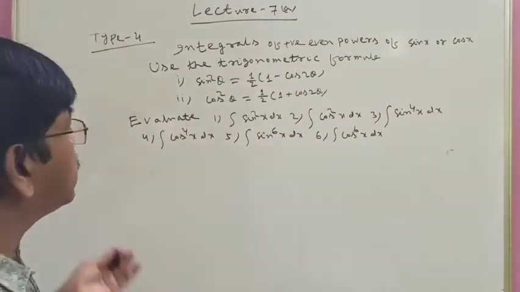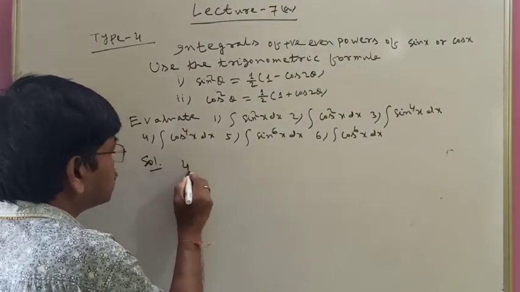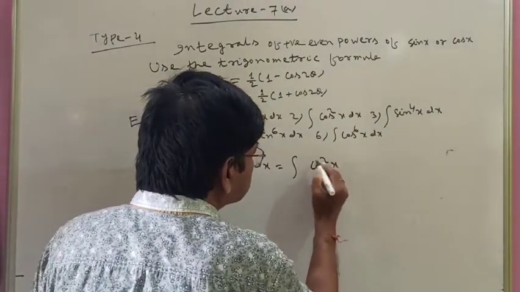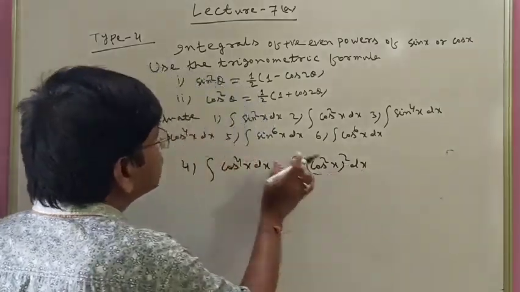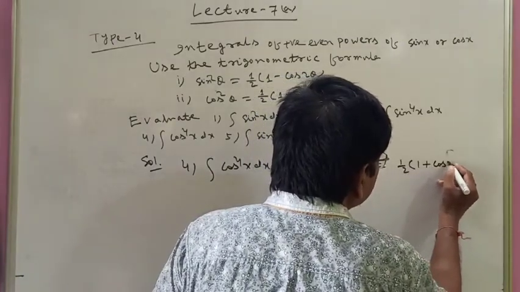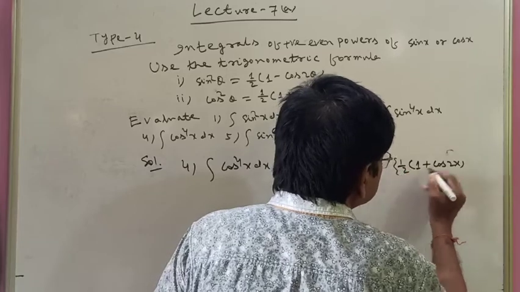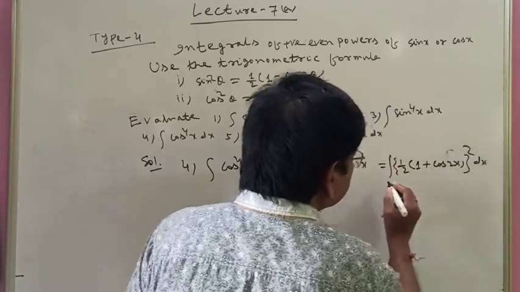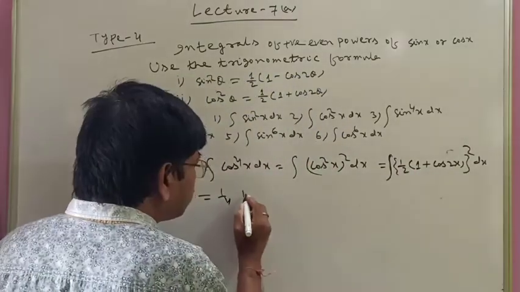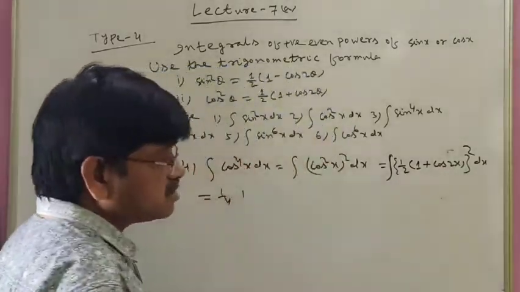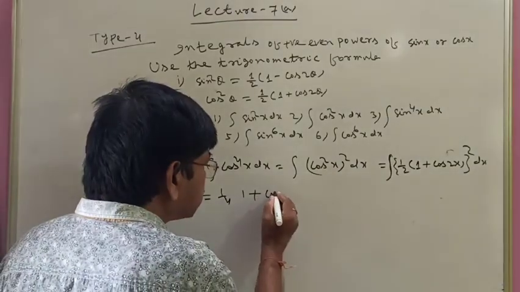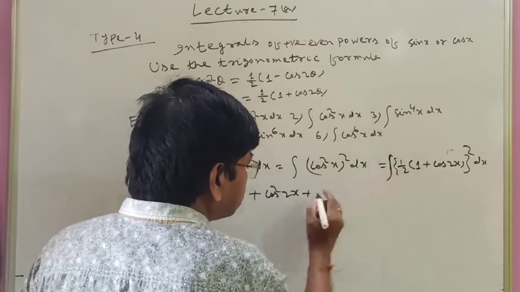The question is the integration of cos to the power 4x. This you can write as the integration of cos square x whole square. And what is cos square theta? The formula is half into 1 plus cos 2 theta, so this will be half into 1 plus cos 2x, whole square. Then 1 by 2 whole square is 1 by 4. Then the integration of 1 plus cos 2x whole square. You expand that; you know a plus b whole square is a square plus b square plus 2ab. So it is 1 plus cos square 2x plus 2 into 1 into cos 2x, which is 2 cos 2x.